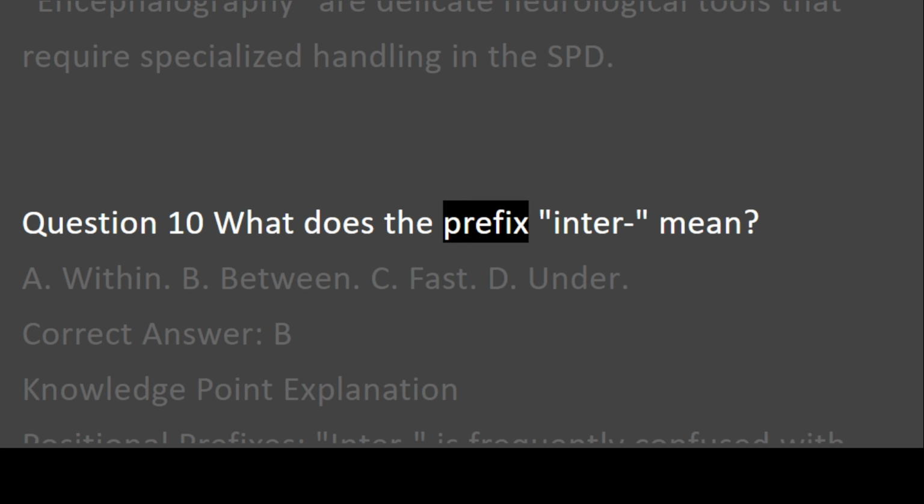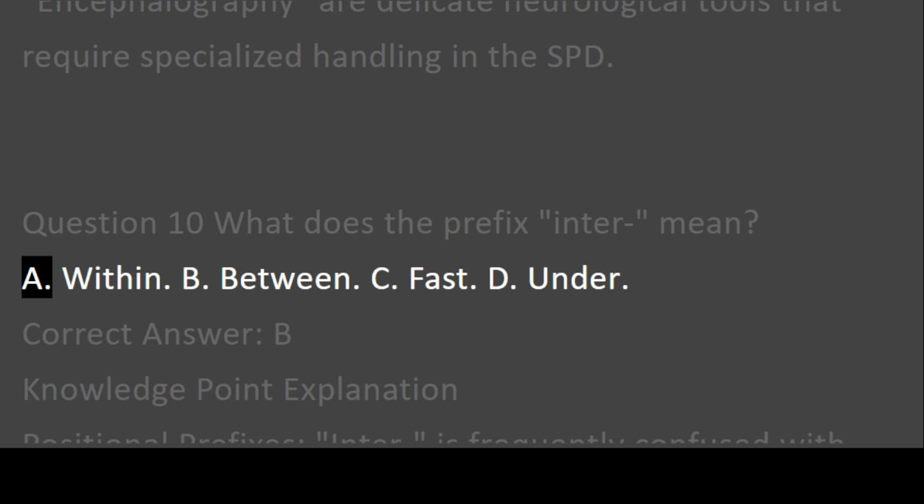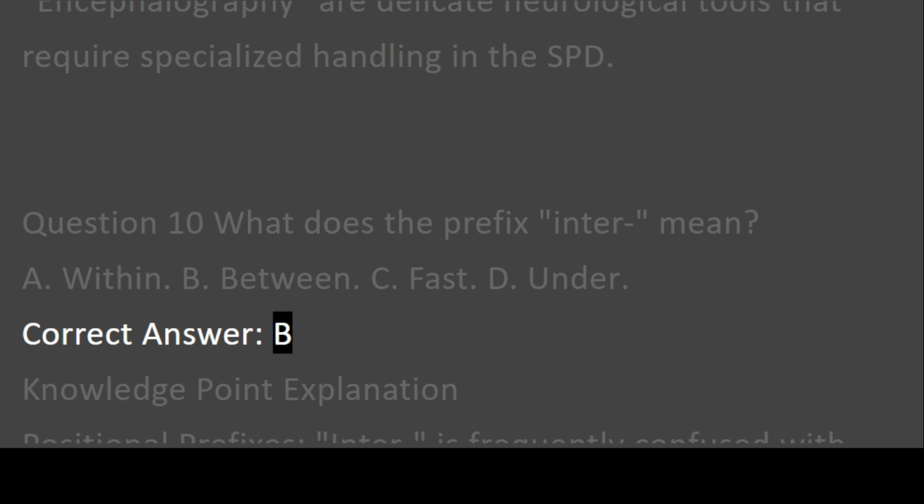Question 10. What does the prefix inter- mean? A. Within. B. Between. C. Fast. D. Under. Correct answer, B.